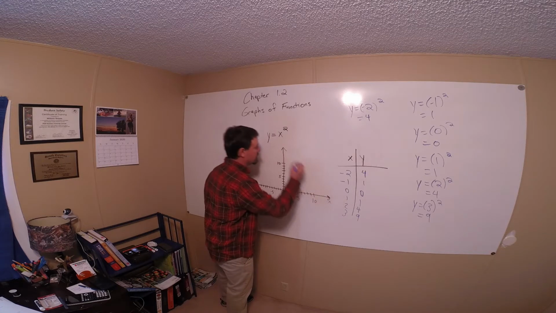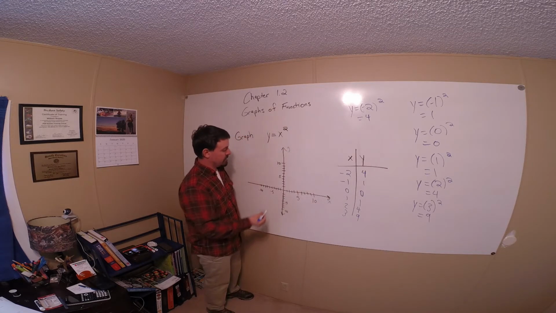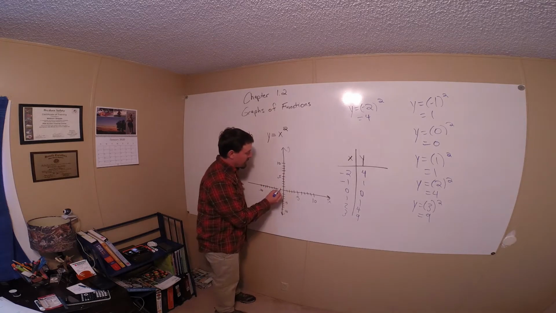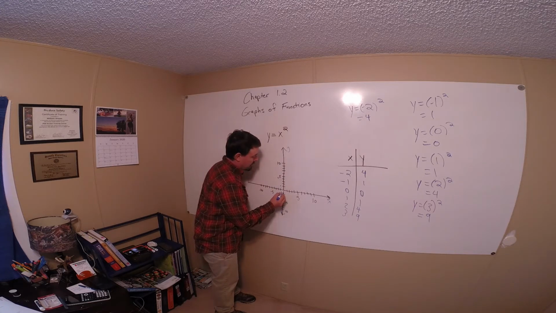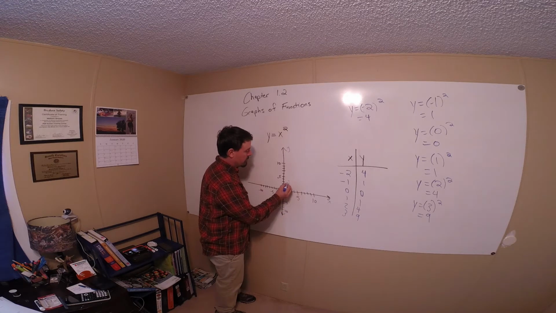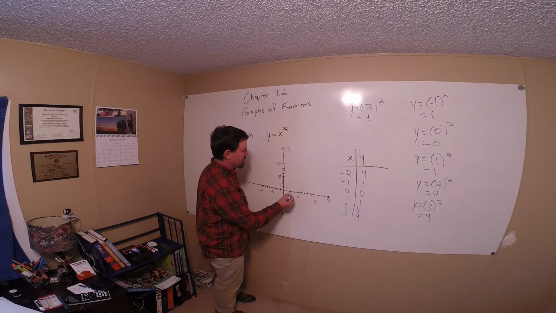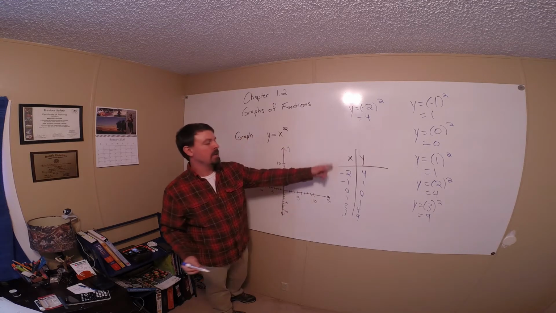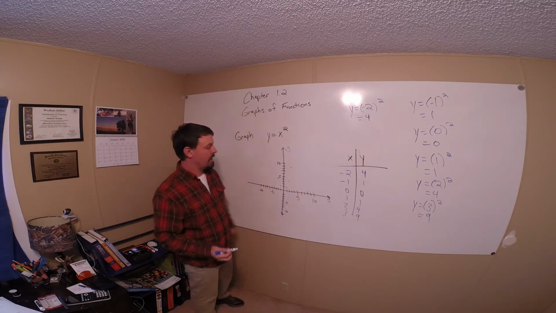Remember, this is your x-axis, this is your y-axis. I go to -2 on my x-axis, and I go up to 4 on my y-axis. I go to -1 on my x-axis, and I go to 1 on my y-axis. I draw a point at 0, 0, a point at 1, 1, a point at 2, 4, and I'm going to draw that point at 3, 9 as well. You should notice that if I had gone to -3, I would have also gotten a 9.